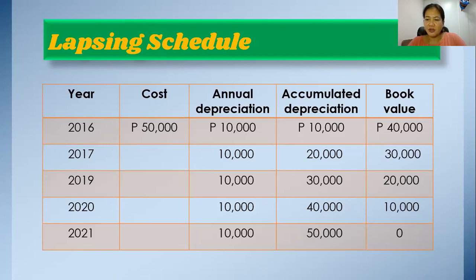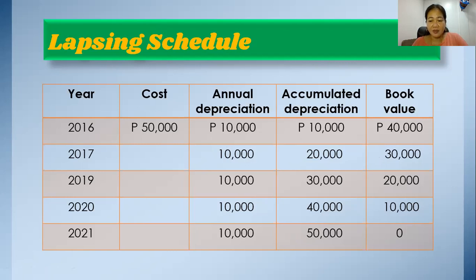Now, for the computation of book value: what is book value or net book value? This is the amount you need to present in your balance sheet. To compute the net book value, it is the total cost of the asset minus the accumulated depreciation. So it's 50,000 minus 10,000, you have 40,000. In the second year, another annual depreciation of 10,000, your accumulated depreciation now will become 20,000. So the book value is 30,000, that is 50,000 minus 20,000.